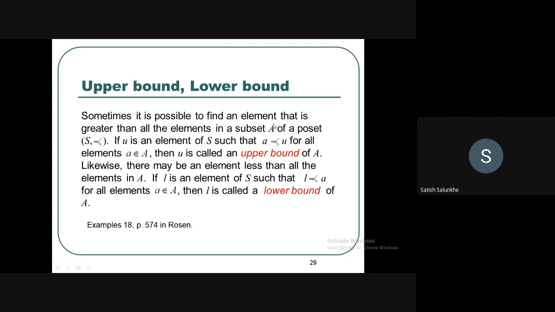All the elements belonging to this set A are related with this element U. Then we say this U is an upper bound of that A. Similarly, there may be an element less than all the elements in A. If L is an element such that L is related with A, L is less than or equal to A, for all elements belonging to that set A, then we say L is called a lower bound.